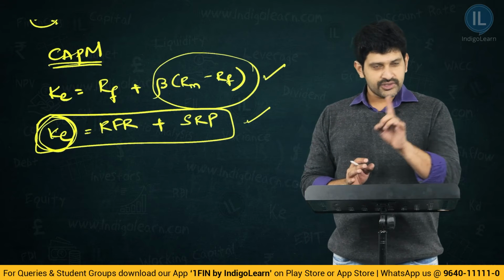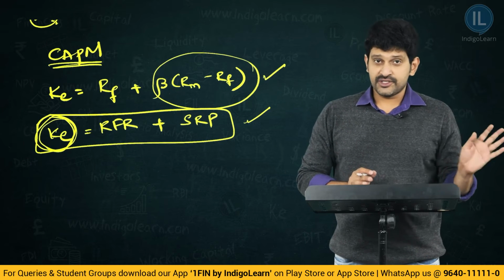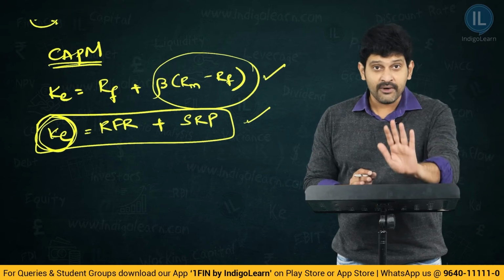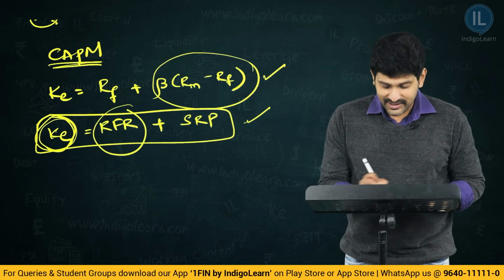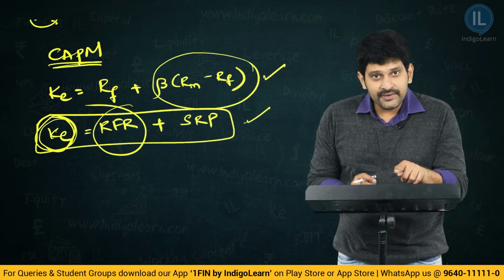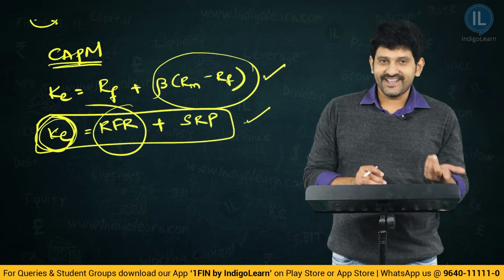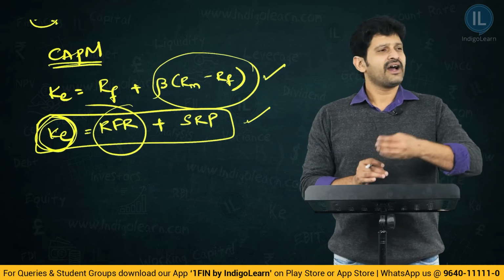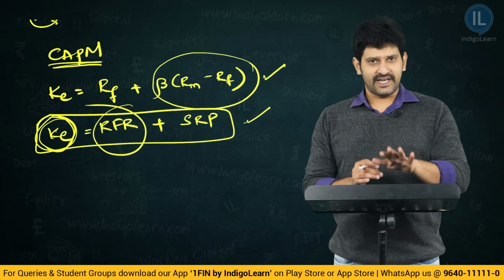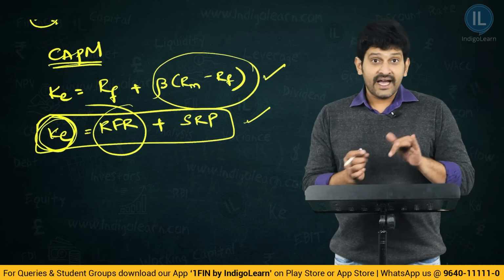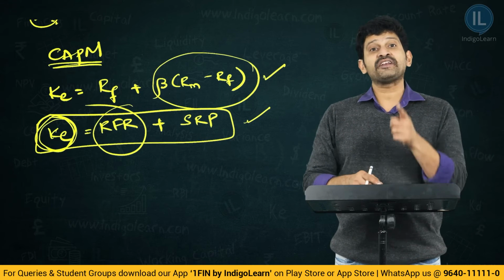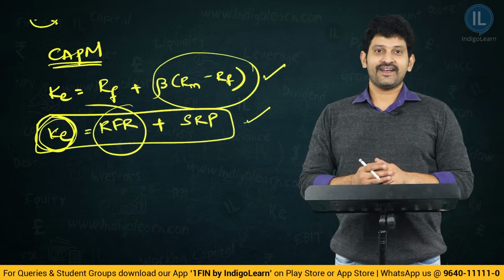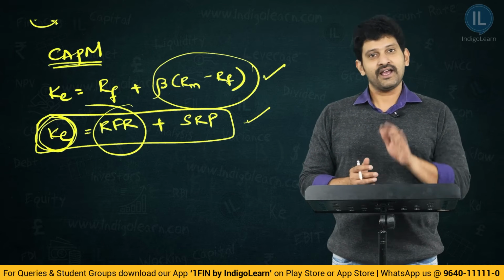See boss, outside I have options where I can invest and get some minimum guaranteed return. That is called the risk-free return. The return which is free of risk is our risk-free return, where we have government securities, bank fixed deposits like this. Boss, I have an opportunity there, but I am taking the risk of investing in your company, even though there is an option available there.